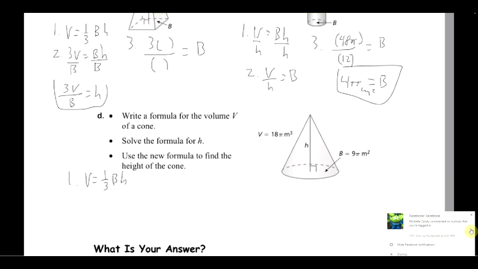Same thing like we did before. We multiplied both sides by 3, because 3 times 1/3 is just 1. So we get 1/3 b times h.